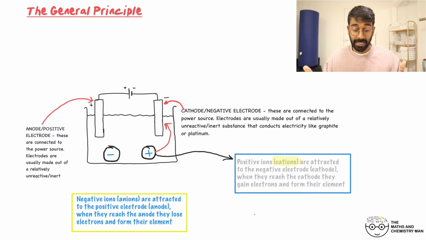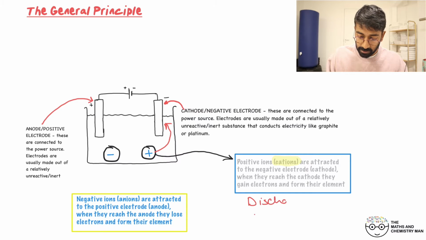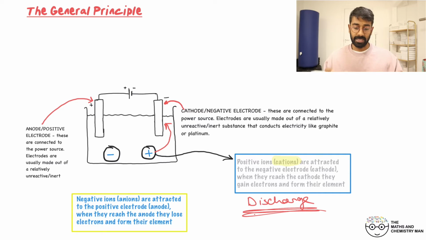Now what happens when they get there? Well, when they get there, because they're positive, what they do is they gain electrons, okay? So they gain electrons to form the element that they are. And when they lose their charge, because they're gaining electrons, they lose their charge. And so the word for that is they discharge, okay? So cations go to the cathode and discharge by gaining electrons.